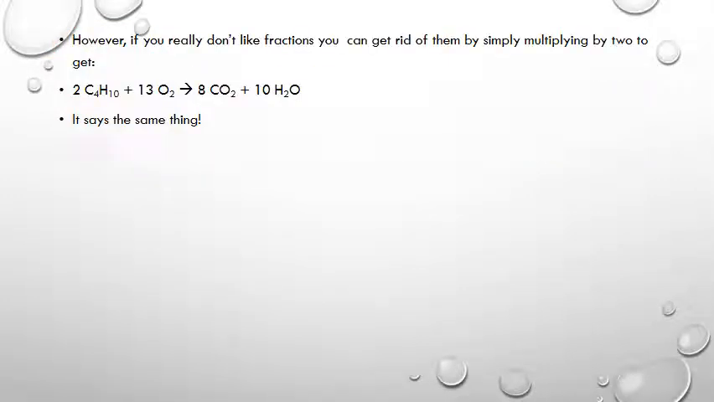I know there's some teachers who say you can't have halves, and that's ridiculous. But if you don't like halves, it's real simple. To get rid of the halves, you just multiply everything by 2, and you get this. And it's exactly the same ratio. 2 to 13 is the same thing as 1 to 6.5. 2 to 8 is the same as 1 to 4. So that's the key thing here. It doesn't matter that you have a half here at all.